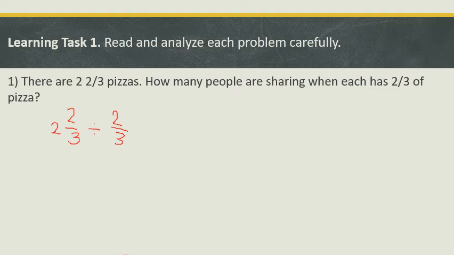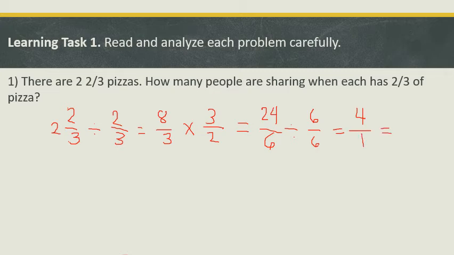So kung i-apply natin yung rules, so ang 2 and 2/3 ay mix. So gagawin natin siyang improper. So siya po ay magiging 8/3. Then yung division, gagawing multiplication. Yung 2/3 gagawing 3 halves. So ang 8 times 3 is 24. 3 times 2 is 6. So ito po ay divisible sa 6. 24 divided by 6 is 4. 6 divided by 6 is 1. And yung 4 over 1 is equivalent sa 4. So, ang answer po dito is 4 people. Kasi yung ilang tao daw yung maghahati-hati.